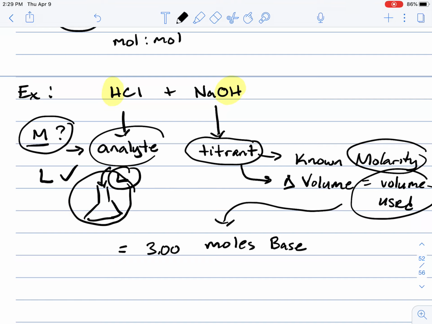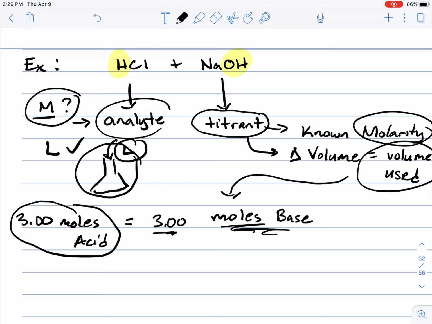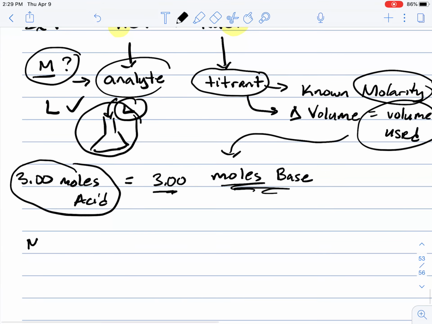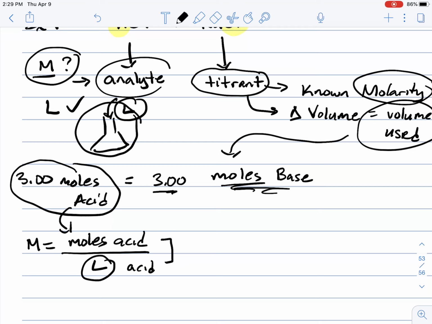Okay. And so if we know the moles of the acid, then we can plug that into the numerator for the molarity equation. And since we know how much volume of the acid we added into the Erlenmeyer flask, we can just divide both of these values, and that's going to give us the concentration of our analyte.